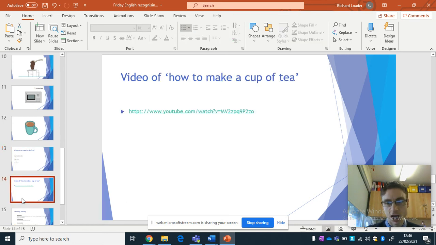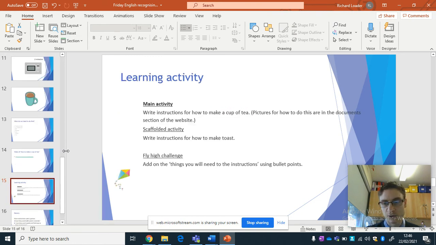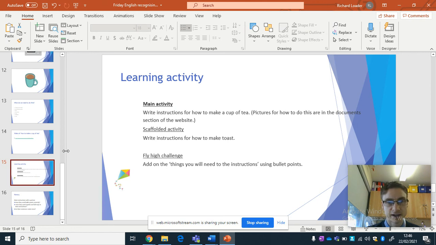Okay, now for the core activity, it's how to make a cup of tea. So this video might just help you give an idea because you will need to think about the things that you need. So this is the main activity. Write instructions for how to make a cup of tea. Pictures for how to do this are in the document section. So when you do that, before you write the instructions, remember you will need to list them using bullet points.